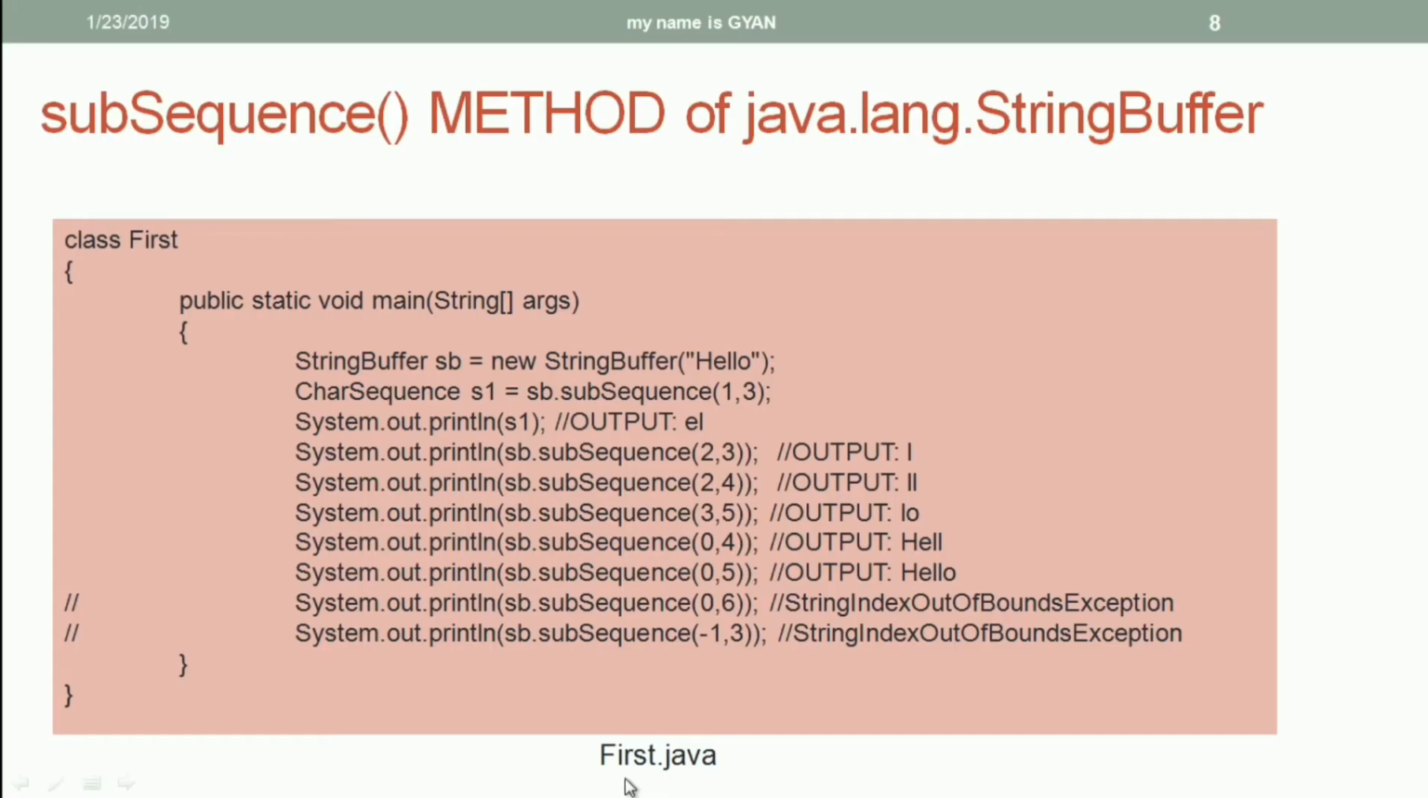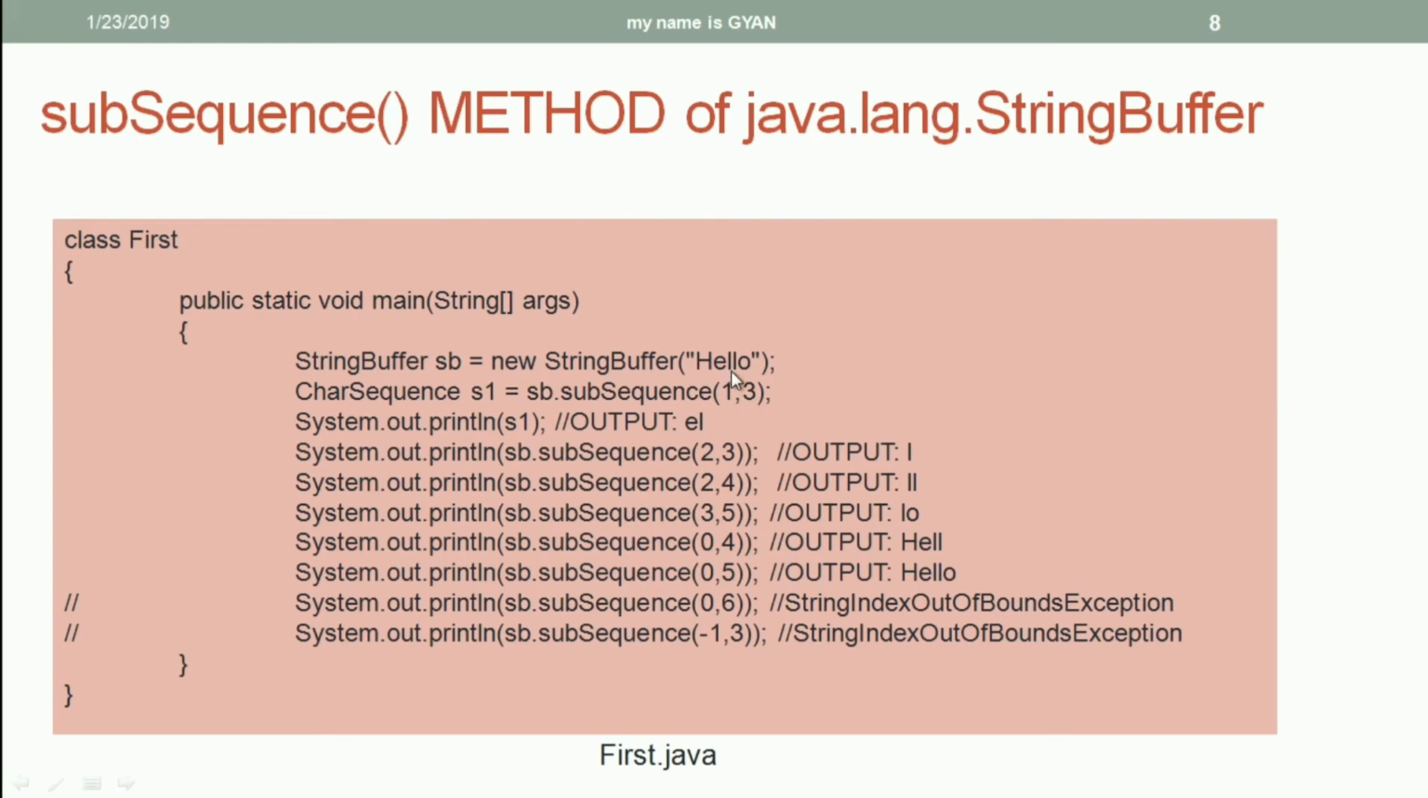This is the Java file first.java. In the first.java we have the class first. In the class first we have the method main. In the method main we are creating a new StringBuffer object with the content hello, whose reference is stored into the reference variable sb of type StringBuffer. By using the reference variable sb, we are calling the method subSequence by using two integer arguments 1 and 3. So again, similar to the substring method, starting from the index 1, go up to the index 3 minus 1, meaning go up to the index 2.